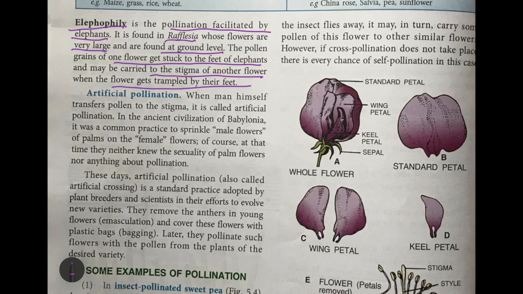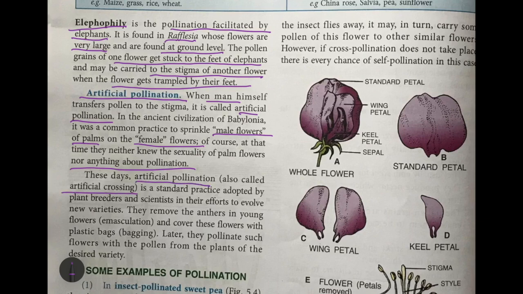Now, next, moving on to artificial pollination. Artificial means it is not natural, isn't it? So, when man himself transfers pollen to the stigma, then it is known as artificial pollination. Long time back, in the ancient civilization of Babylonia, there was a common practice to sprinkle male flowers of palms on the female flowers. Of course, at that time, they did not know about the sexuality of the palm flowers nor anything about pollination. But nowadays, people have become educated. They know about artificial pollination, also known as artificial crossing.